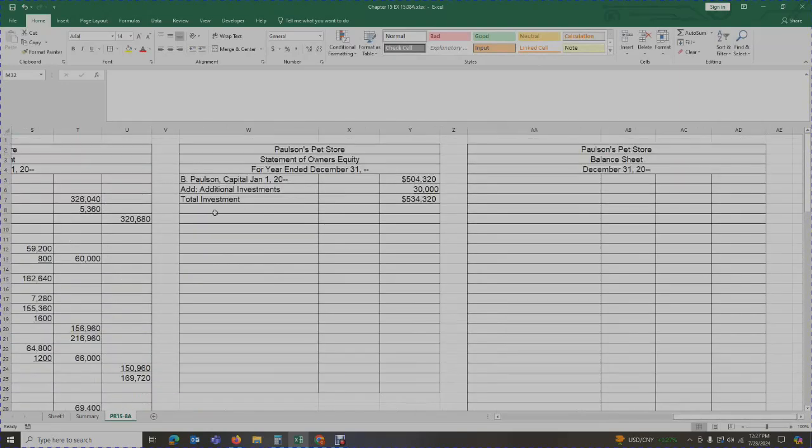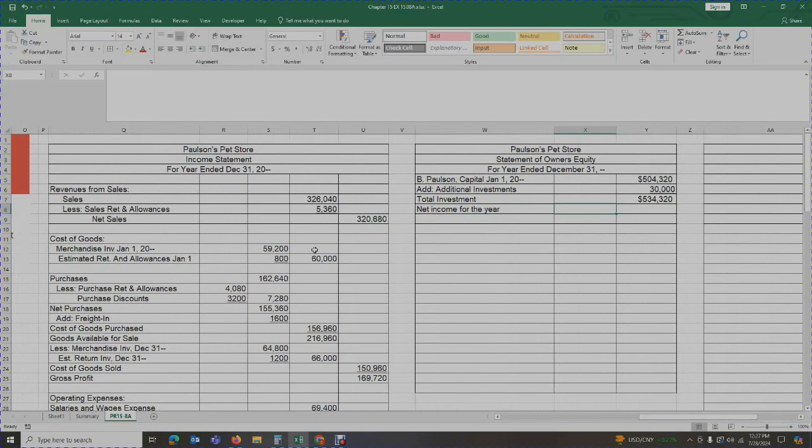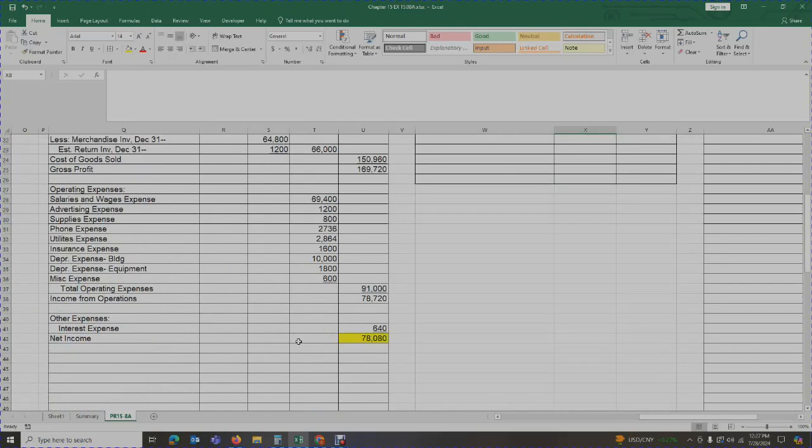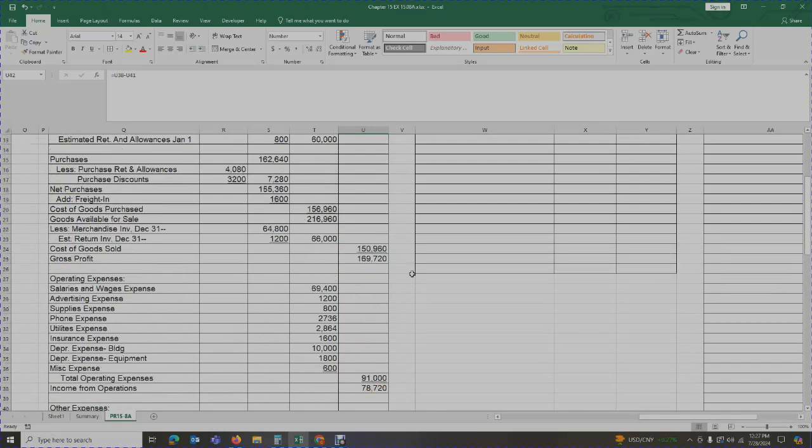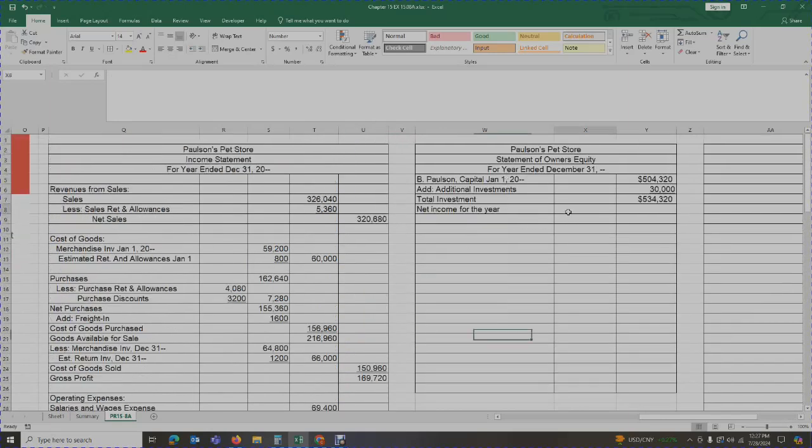Now that we've done that, we're going to bring in our net income or our net loss, depending on what you have, net income for the year. That net income is coming from your income statement. So we're going to pick up that number, that 7880. That number is going to flow into your statement of owner's equity.